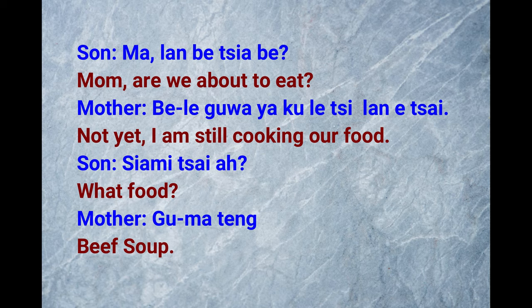Next, shami tsaya. Shami, remember, is what? So, what food? Then the answer is guma teng. Remember the animals? Gu is cow, ma is meat, teng is soup. So it's a beef soup.